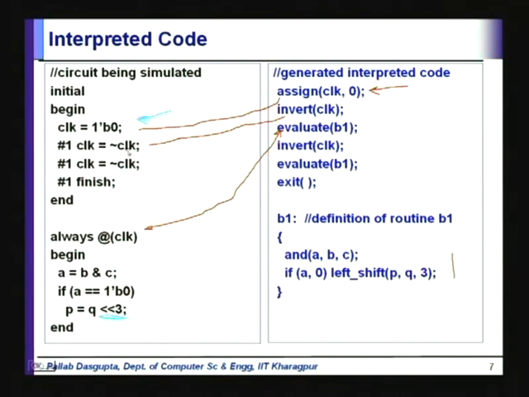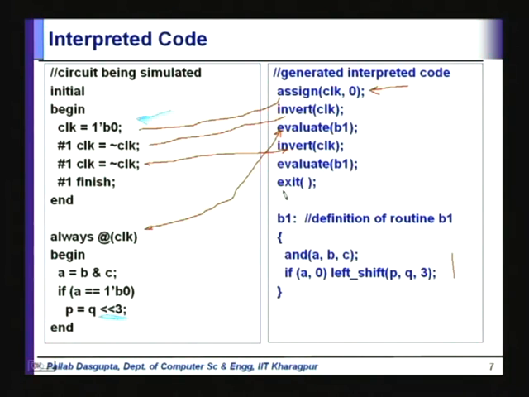And then after that we again invert clock, this corresponds to this one. And then again this change is going to trigger this one. So, we call evaluate B 1 again, and then finally, it reaches here which calls finish. So, we have exit, clear.